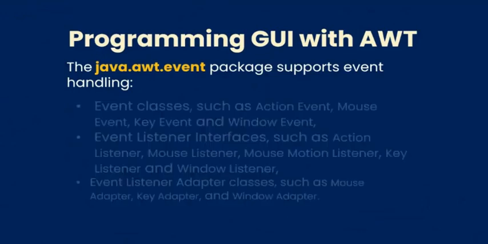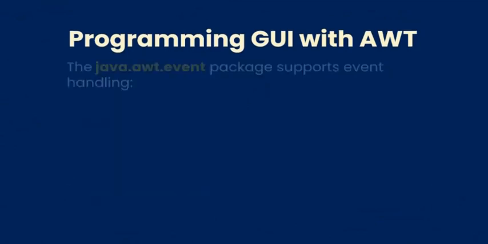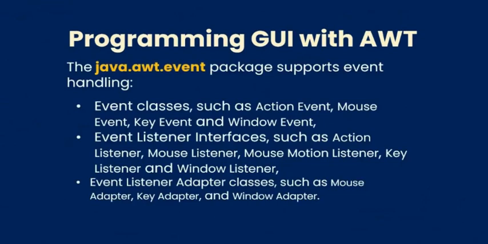So event classes such as action event, mouse event, key event, and window event. For this mouse event, like for example a button, once you click the button, what happens? That is the action event: what happens once you click your GUI elements or components, like buttons or text fields and labels. There are many others. And it's not only for the mouse.